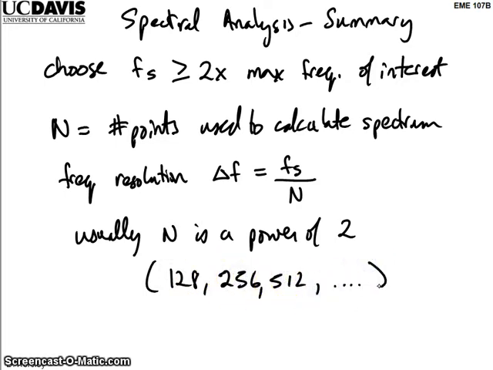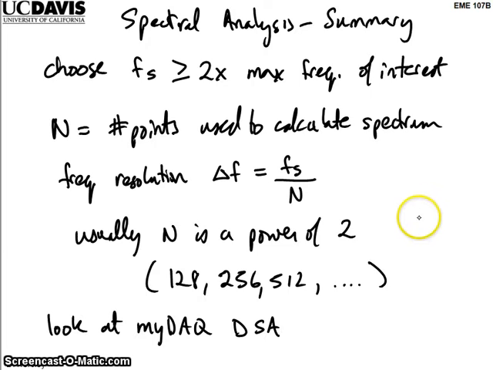So what I'd like you to do now is look at your dynamic signal analyzer in the MyDAC DSA program. You'll be able to see that you can choose the sample rate, and when you look at the spectrum, it will not show you any data that's faster than the Nyquist rate. So if your sample rate is set to 10 kilohertz, it's going to show you a spectrum that goes up to 5 kilohertz. There's also a setting for the number of points that are used to calculate the spectrum. And now you know that that's this number n.